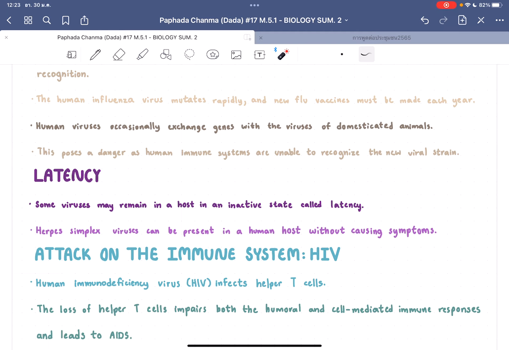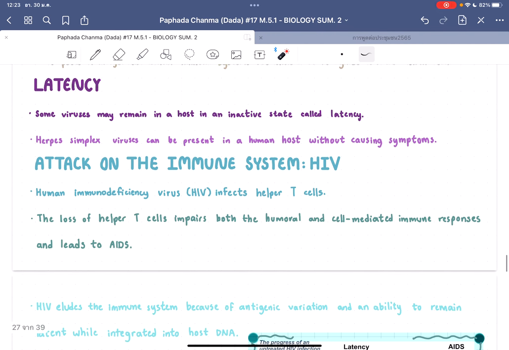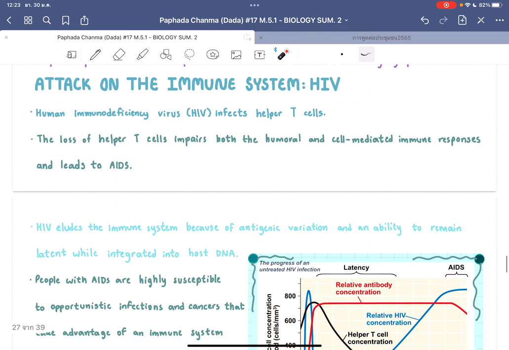Human viruses occasionally exchange genes with the viruses of domesticated animals. This poses a danger as human immune systems are unable to recognize a new viral strain. Latency. Some viruses may remain in the host in an inactive state called latency. Herpes simplex virus can be present in a human host without causing symptoms.